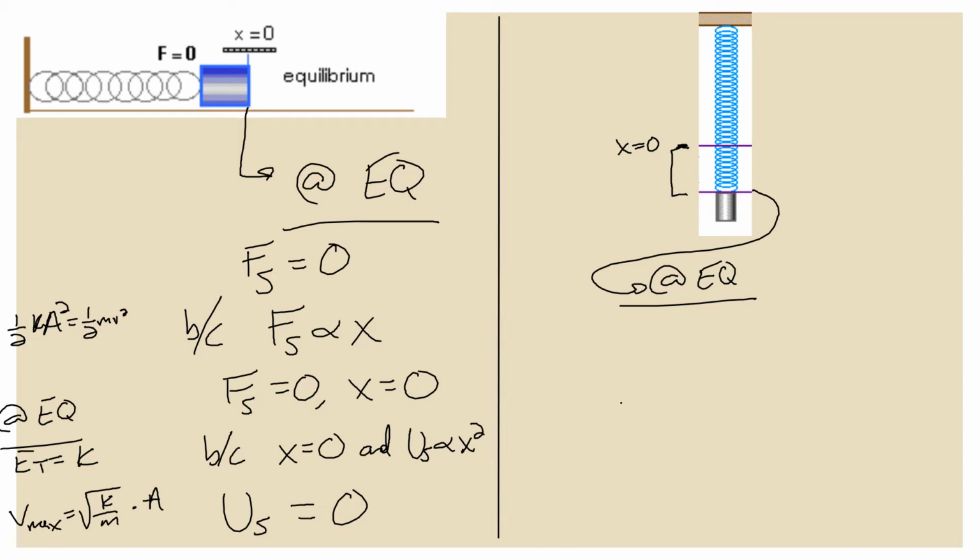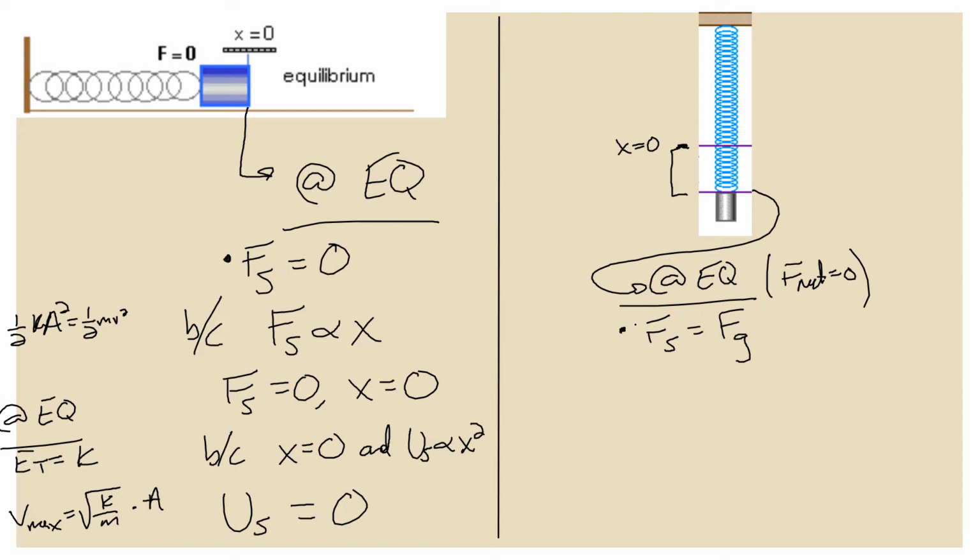So the defining characteristic of the equilibrium position, once again, is that the net force is equal to zero. But in this particular circumstance, it's the location where the spring force is equal to the weight. So the key detail here is that a major difference is that at the equilibrium position for the horizontal oscillator, the spring force equals zero, whereas for the vertical oscillator, the spring force does not equal zero.